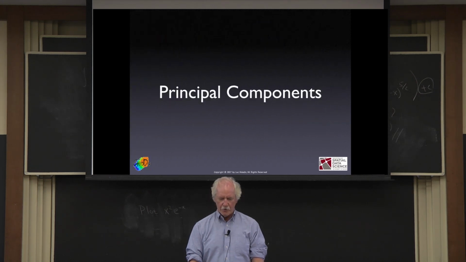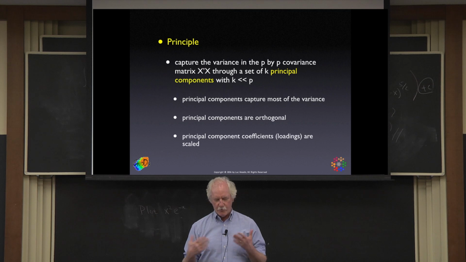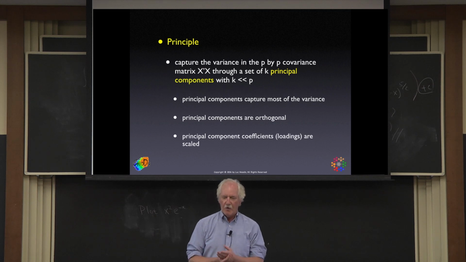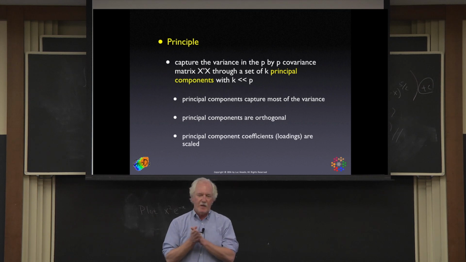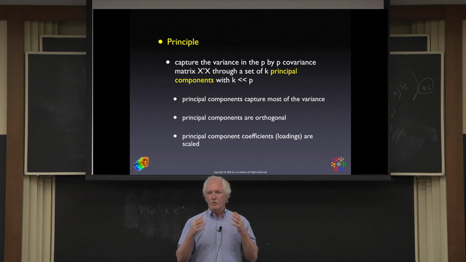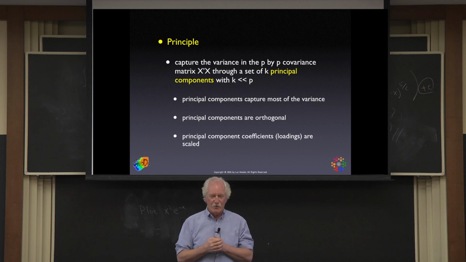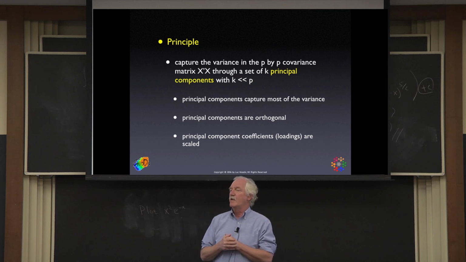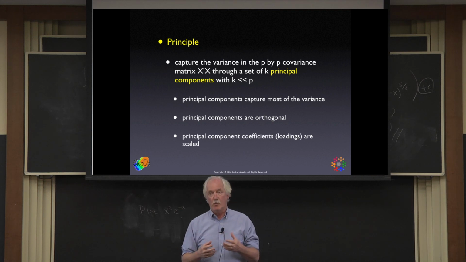So principal components, I can't help it. I have to throw in a little bit of matrix algebra. The idea is to capture the variance, that is, the variability among a number of different variables, there's no other word, in a lower dimension. And the only way for this to be effective is that it's a much lower dimension.